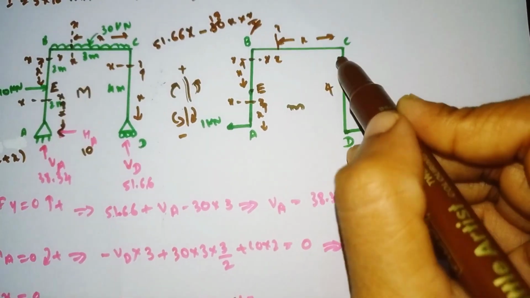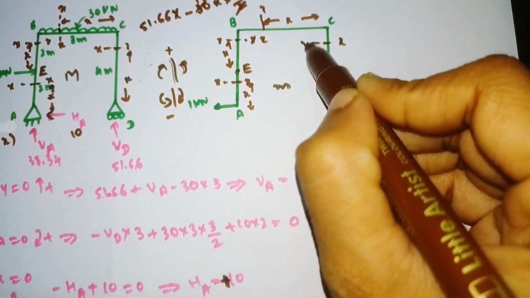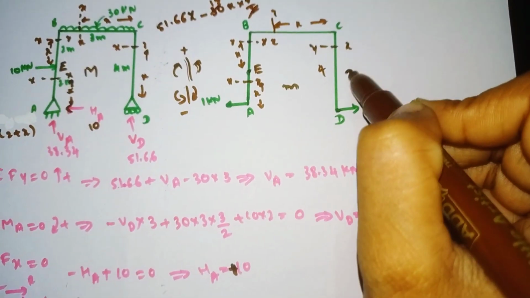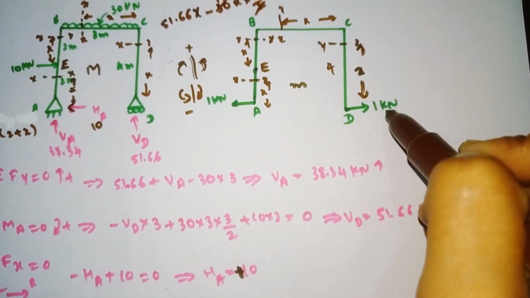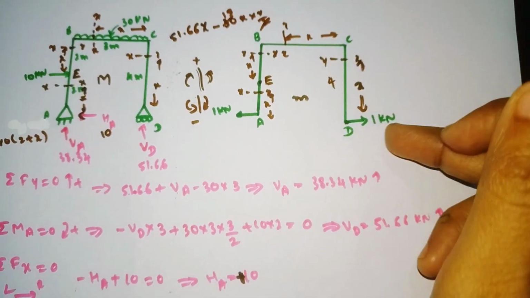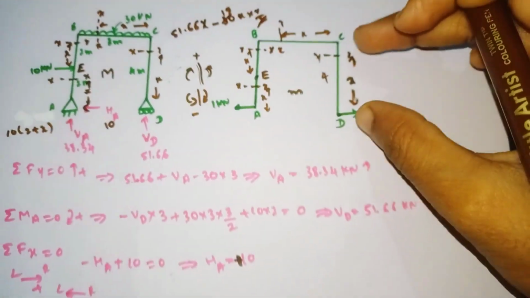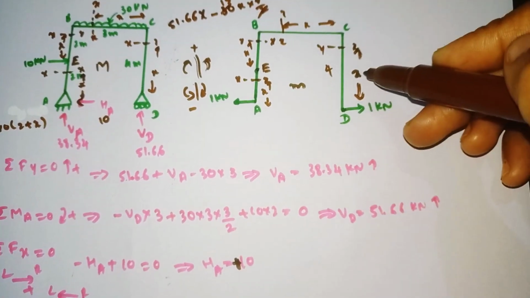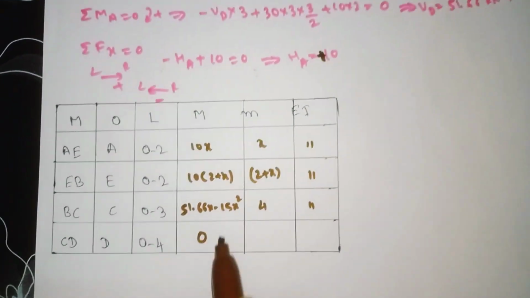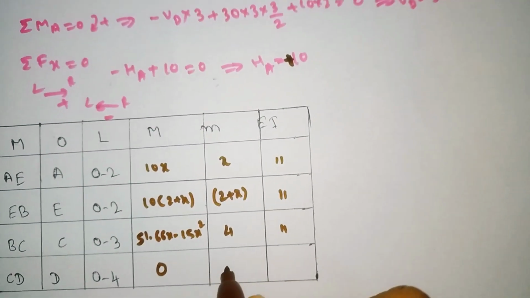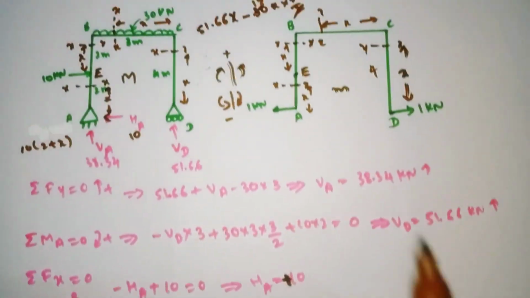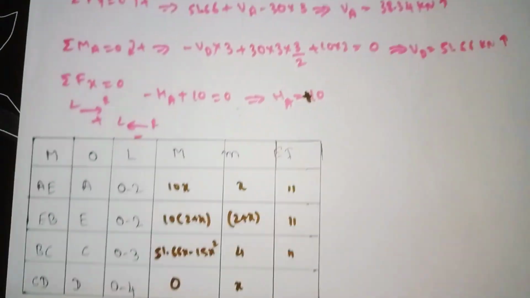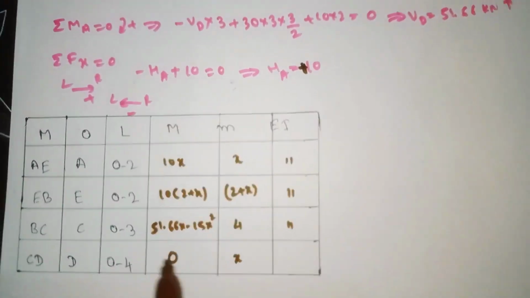Similarly for small m, if you cut the section away from the origin D at a distance of x, the 1 kilonewton is horizontal. So the perpendicular distance of this 1 kilonewton will be this one, which is nothing but our x. So 1 into x, so small m becomes x. This is how we need to fill the table by using these two diagrams. I hope you all have understood this concept.